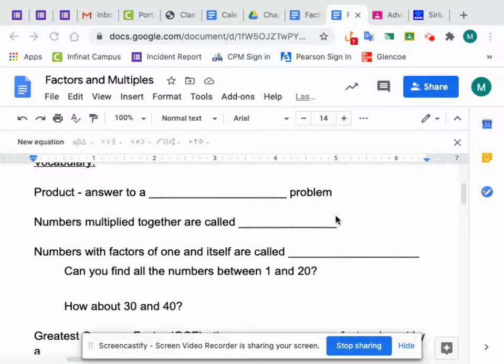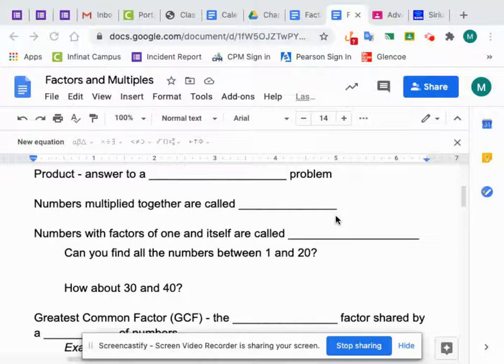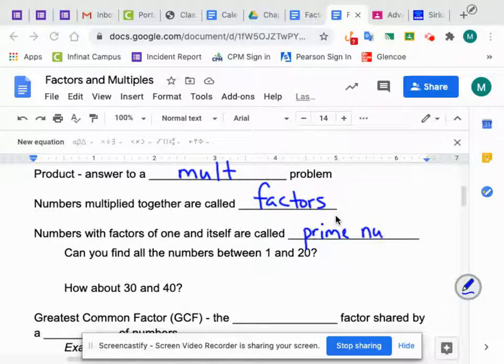in the real world. So some of this vocabulary here: product is the answer to a multiplication problem. Numbers multiplied together are called factors. Numbers with factors of 1 and itself are called prime numbers. And you've probably heard about those before. So it's only 1 times itself is the only multiplication problem you get to find your product.